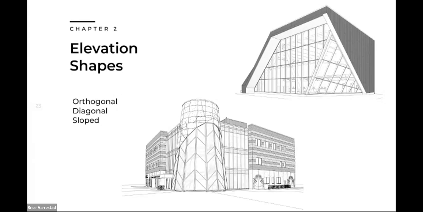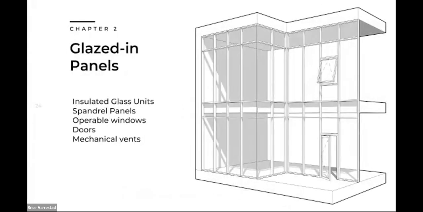So a lot of variability and flexibility in how the system is configured. It can also be used in sloped configurations for glass roofs, but that would be another presentation. Let's go to the next piece. How do we fill in the frame?